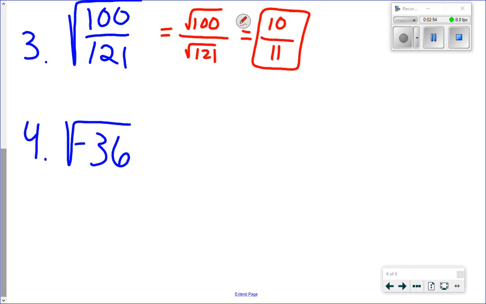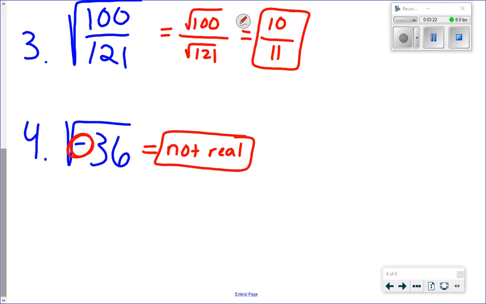Okay, in the fourth example, we've got the square root of negative 36. If you were to type that into your calculator, you might be confused at first, so you use the calculator to help you out. It's going to say not defined or cannot simplify or something like that. And that's because of this negative sign here. So you cannot take the square root of a negative number. It's not possible. So we say not real. This would be an example of an imaginary number, which we're not talking about yet, but we will later on in the school year.